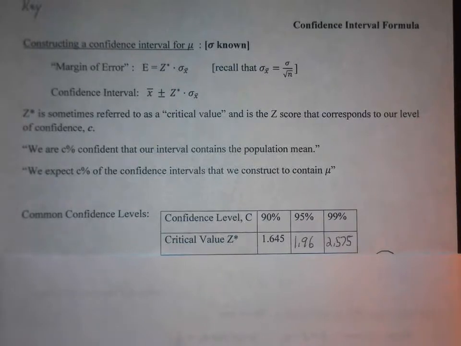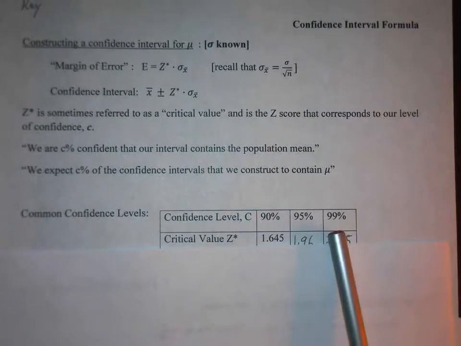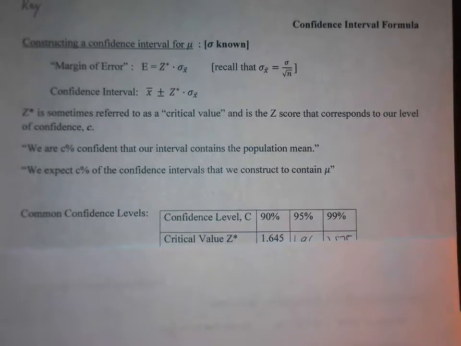Z star is sometimes referred to as the critical value, and it's the Z-score that corresponds to our confidence level, or our level of confidence, C. We are C% confident that our interval contains the population mean, or we expect C% of the confidence intervals that we construct to contain mu. And from previous videos, we've seen that C values are numbers like 90, 95, and 99%. These are very common confidence levels.